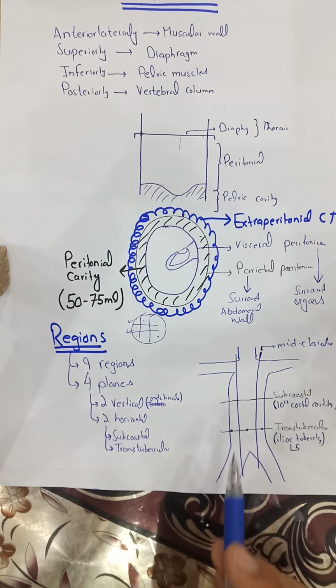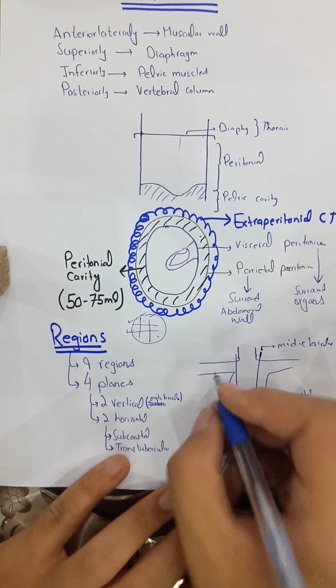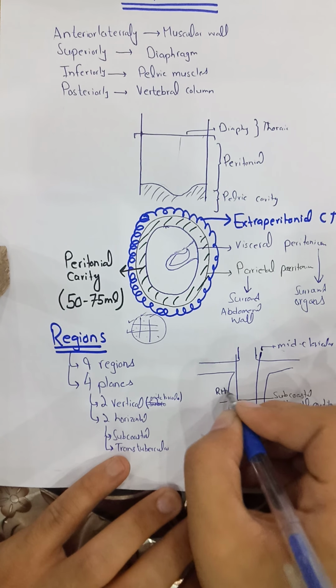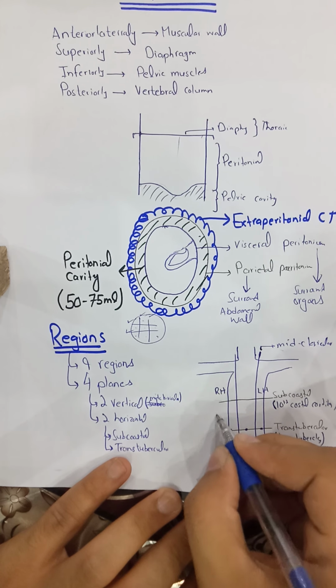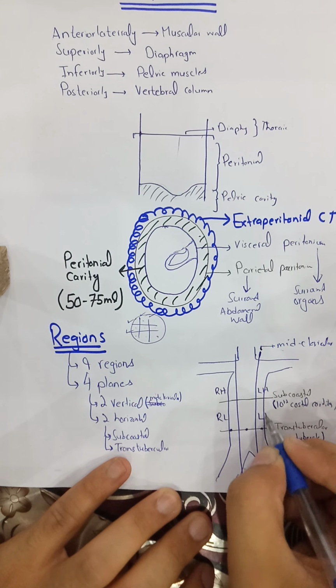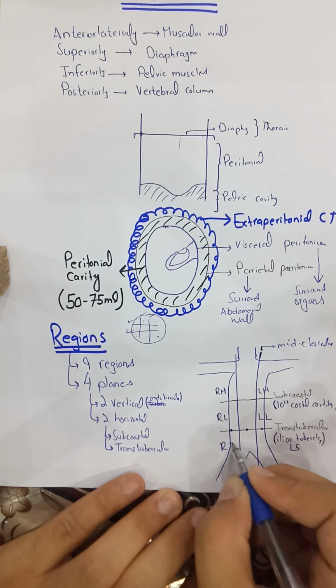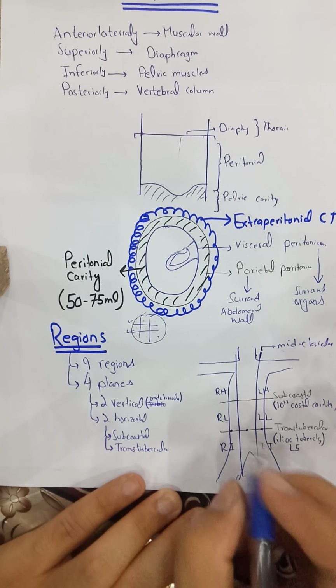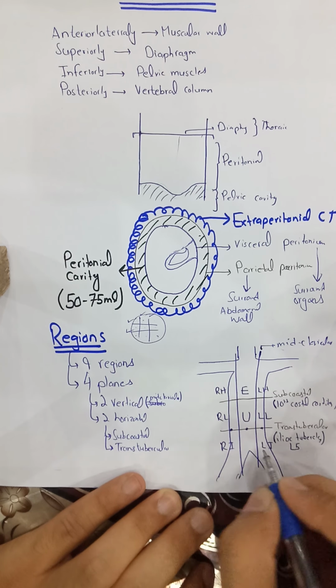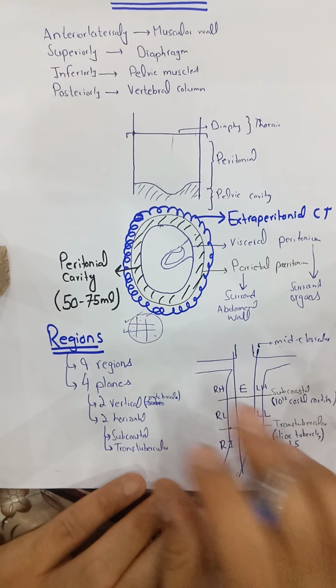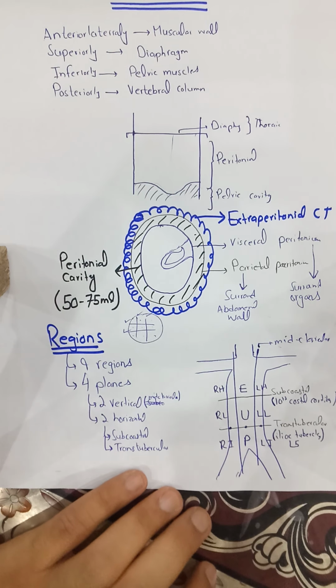Now we will name those 9 regions. So this will be the right hypochondrium. Same, this will be the left hypochondrium. Okay, this will be the right lateral, this will be the left lateral, this will be the right inguinal, this will be the left inguinal, this will be the epigastric region, and this will be the umbilical region, and this will be the pubic region. So these are the 9 regions for descriptive purposes.